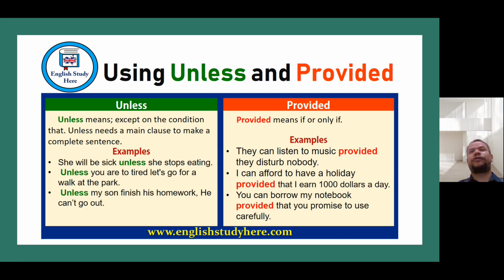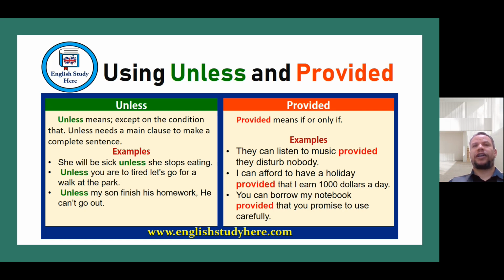Okay, using unless and provided. Provided is a verb in the past participle, the third form. One of the most important differences you have to know in high school. Unless, as I told you, means if not, and the opposite is if. Unless my son finishes his homework, he can't go out. Unless you are too tired, let's go for a walk at the park. But what about provided? Provided is the opposite of unless. Unless means if not, if in the negative, but provided means if, affirmative, not negative.